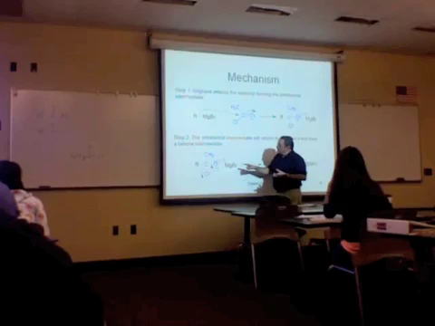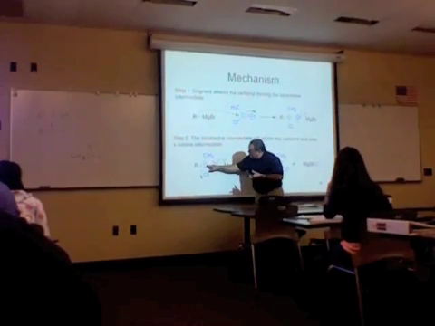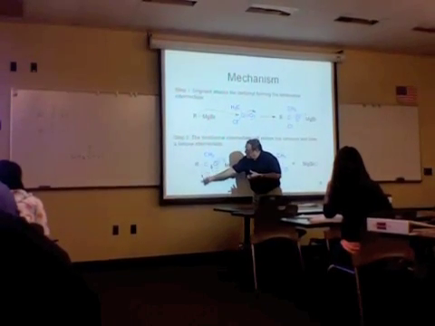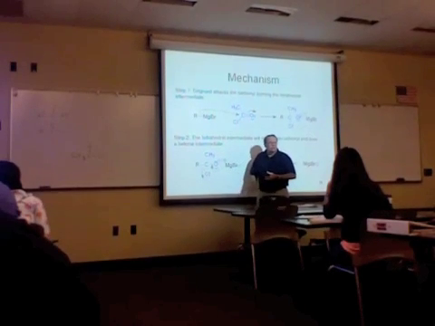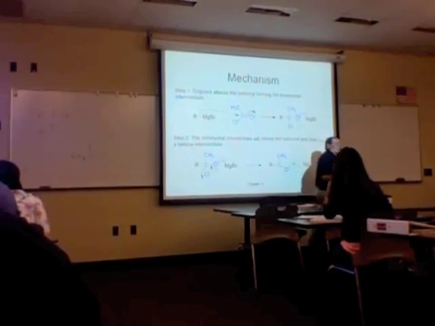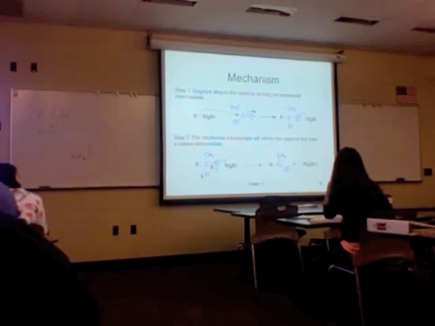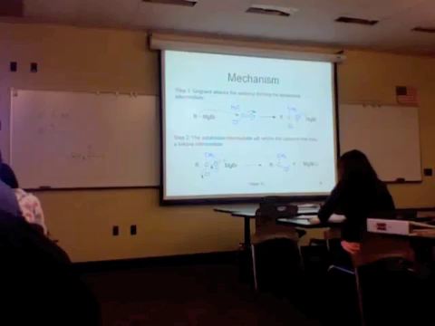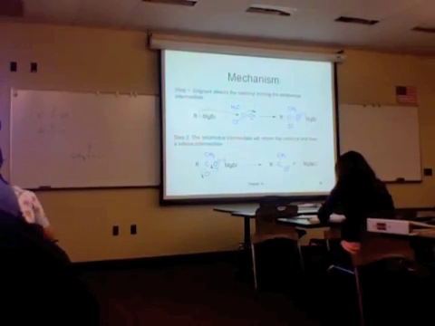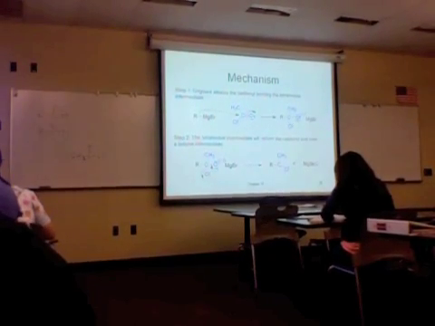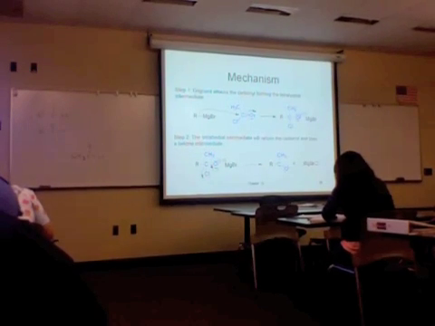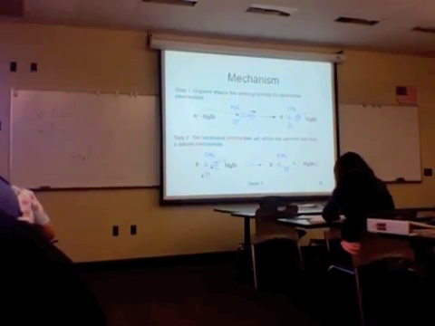Now this intermediate is going to rearrange, where a pair of electrons from here goes back and reforms the double bond. Chloride comes off. Would chloride be a good leaving group? Remember, good leaving groups are weak bases and stable in solution. Chloride is a weak base and stable in solution. Bromide's even better, iodide's better still.